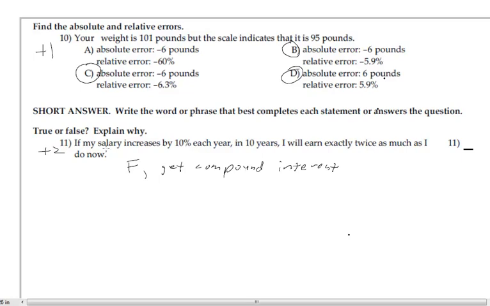On 11, if you get a 10% increase 10 years in a row, do I get twice as much? Well, you can think about it. 10%, that's 100%, so it should be a 100% increase. But that's not true, because you actually get compounded interest. So you can just try that.